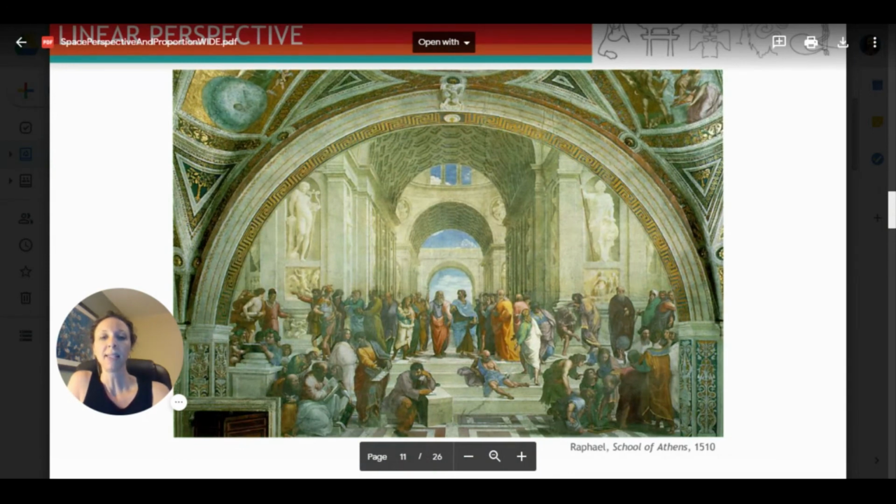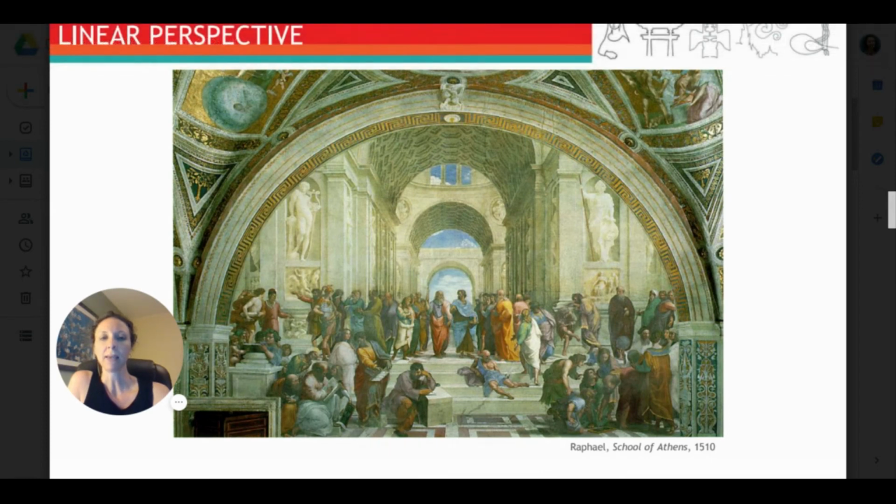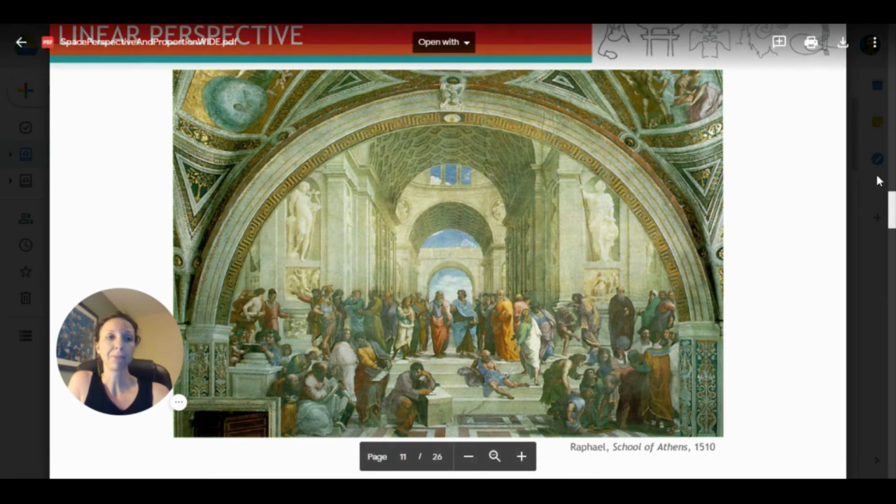So let's look at this piece by Raphael. It's called School of Athens and it was painted in 1510. We see many great thinkers presented in this image, but look at the architecture. It's, first of all, very impressive. Certainly, the detail is incredible, but what really is going on here from a structural standpoint?